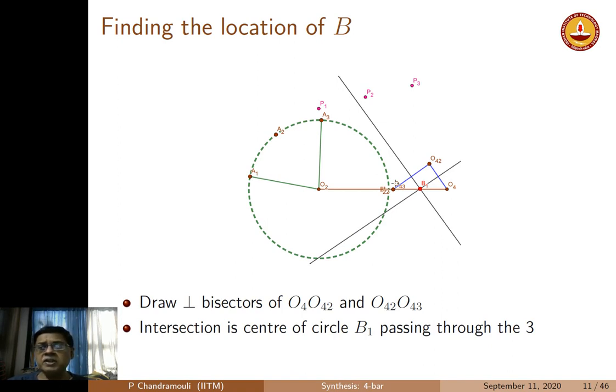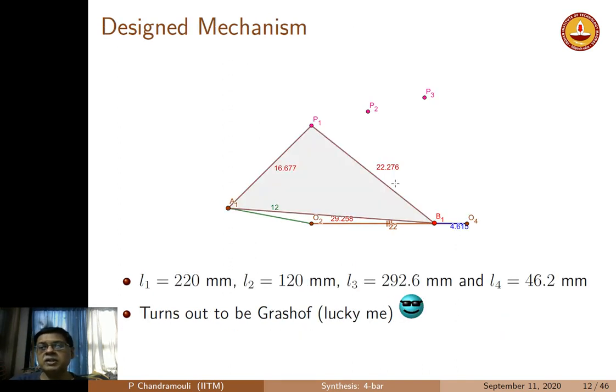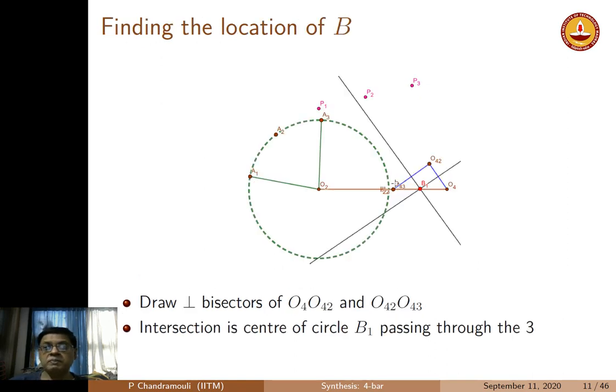So B1 is the center of the circle that is passing through these three, which locates the rocker floating pivot. So now we have essentially a design. We have located B1. Remember the whole idea of this construction: we are not interested in the perpendicular bisector of O2, etc., because we have already located the pivot A. So that is not something that we are interested in. We now have B, which means that we can complete the construction.